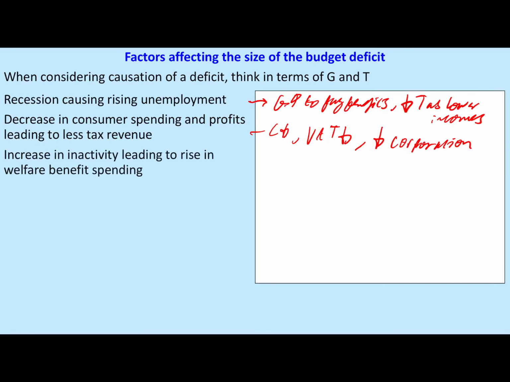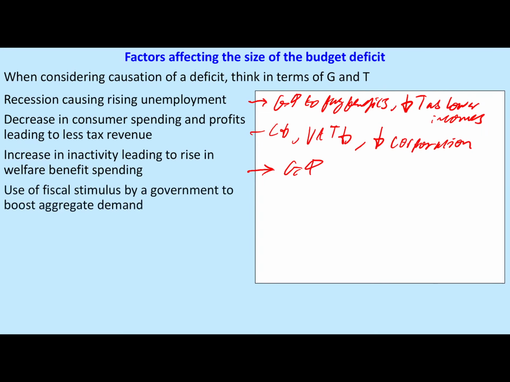An increase in unemployment, again, is going to increase G. More money is spent on welfare benefits. Use of fiscal stimulus by a government to try and boost aggregate demand. So fiscal stimulus means increases in G to try and boost AD. If we're trying to stimulate demand by increasing G, it makes no sense at that time to increase our tax revenue, because that's just going to cut C and I. So we're going to keep T roughly the same in this case, but that's likely to lead to a deficit with constant tax revenue.